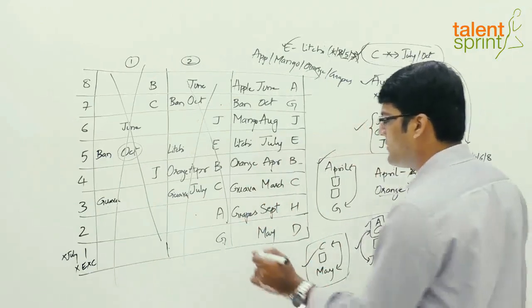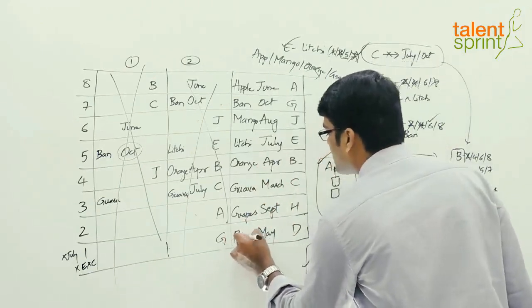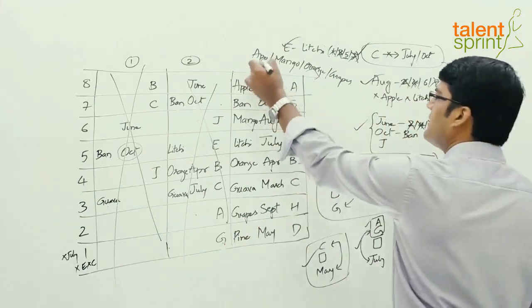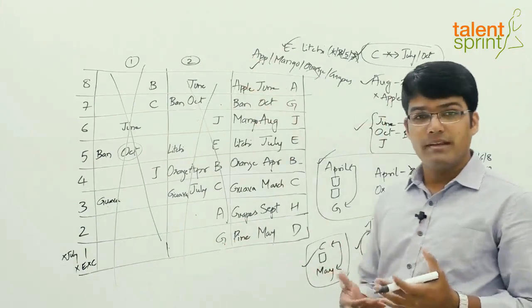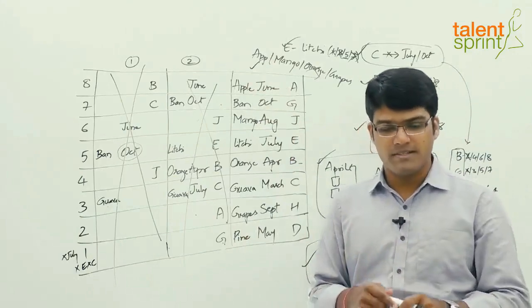Done. So what is the only fruit left out? Pineapple. Pineapple comes for first floor. So this is the final arrangement. Please do not ask me to repeat it. Not possible. We have already spent a lot of time discussing this.